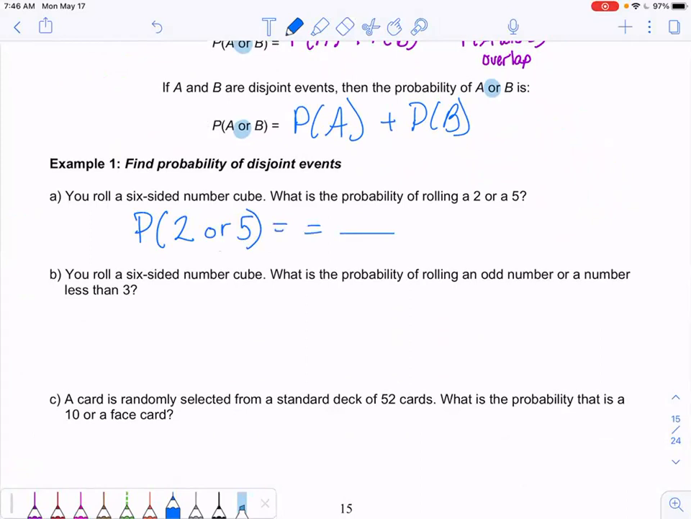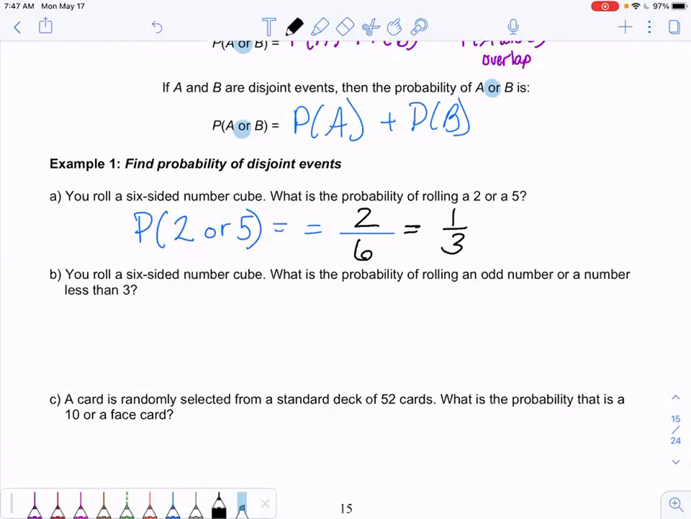Cody, how many numbers are on a six-sided die? How many times am I going to get a 2 or a 5? About 2 out of 6 times, which reduces to 1/3. There's a 2, there's a 5, out of the 6 numbers. And it is true, that's what's supposed to happen. So about 1 out of every 3 times.